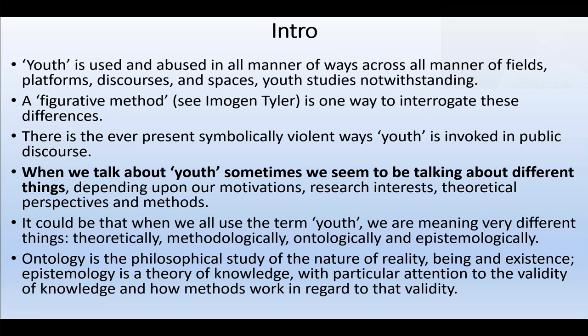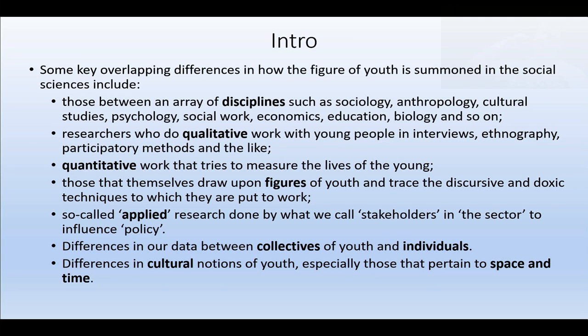Ontology here being the philosophical study of things like the very nature of reality and being and existence. And epistemology is a theory of knowledge that wants us to think about how our knowledge is valid or not, and the way our research methods play into that validity and legitimacy, and whether the scope and method of what we're trying to claim from our research makes sense. So this is what I think the idea of figures of youth can help us with: understanding the different ways that young people are considered in different spaces.